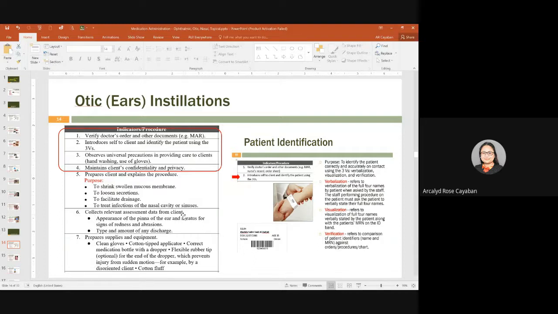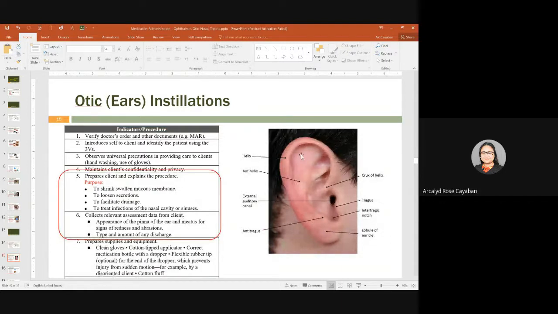Number 6, collect relevant assessment data from the client. What are the things that we need to assess? Of course, we have to assess the pinna, the upper part of the ear, and the meatus, the opening of the external auditory canal of the patient, for any signs of redness and abrasion. Why? Because during the procedure, we're going to touch the ear by pulling it up and backward or down and backward. So we have to make sure that the client will not feel any pain during the procedure. So we have to assess for any redness or abrasion. Of course, you have to assess what type and amount of discharge comes out from the external auditory canal of the patient, or the opening of the ear.